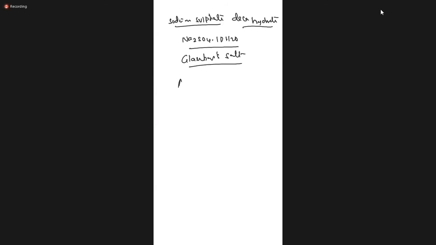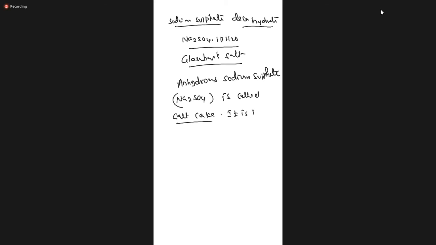Yeah, please note one more point. Anhydrous means without water molecule. Anhydrous sodium sulfate, Na2SO4, is also called salt cake. Salt cake, this is a byproduct of the HCl industry.